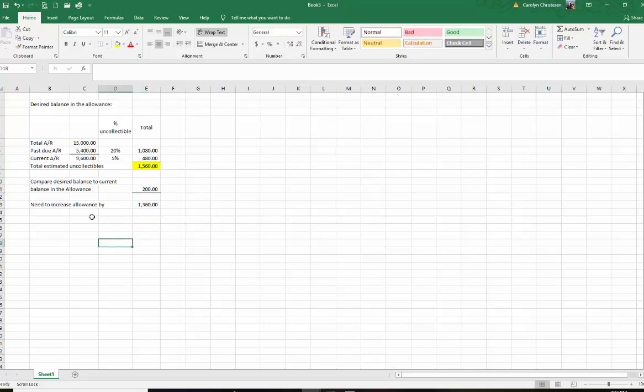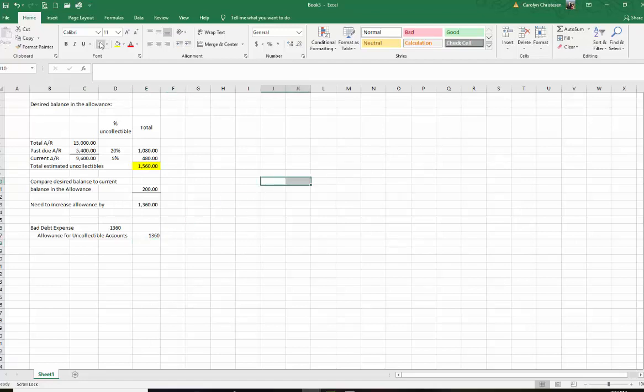$1,360. That means our adjusting entry for this particular problem, and remember our adjusting entry is always the same, is that we're going to debit bad debt expense for $1,360, and then we're going to credit allowance for uncollectible accounts for $1,360.